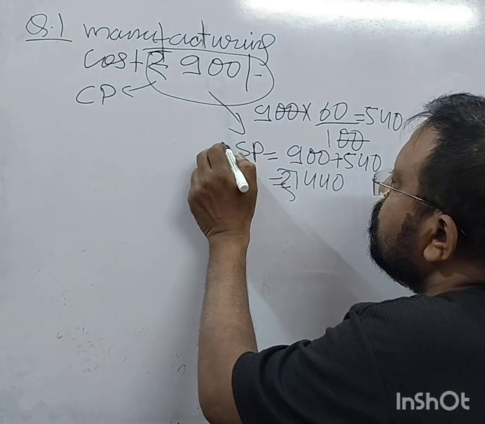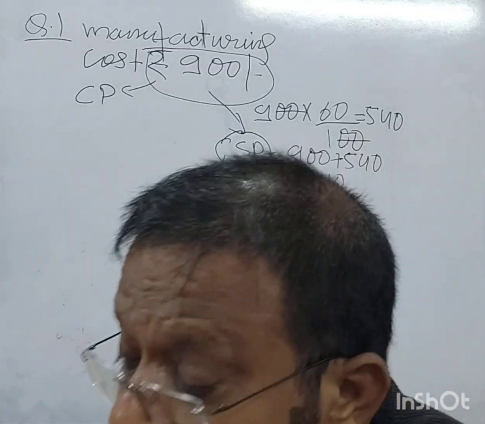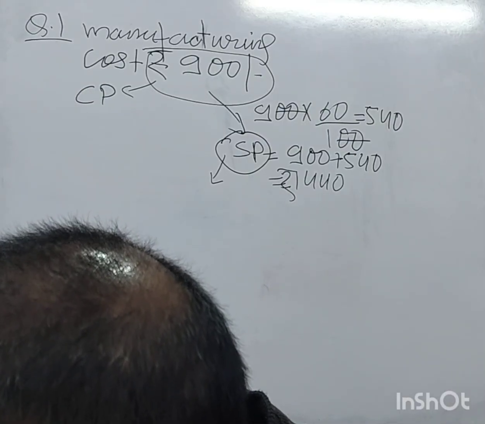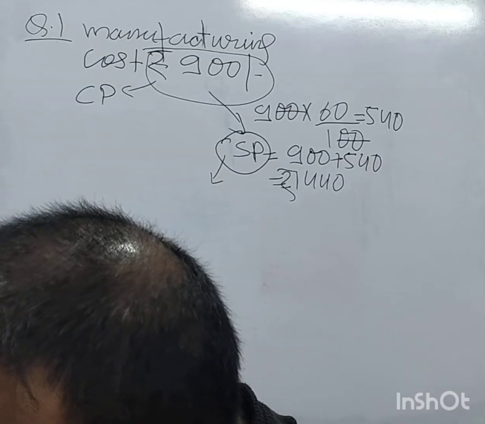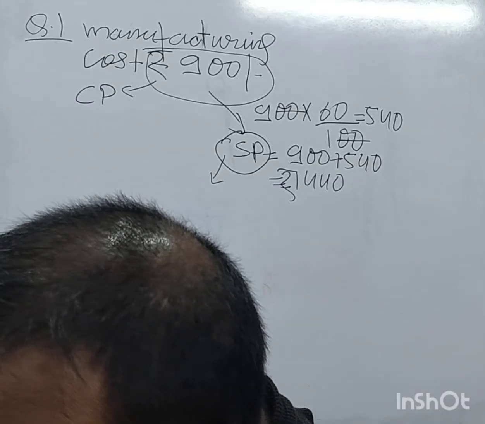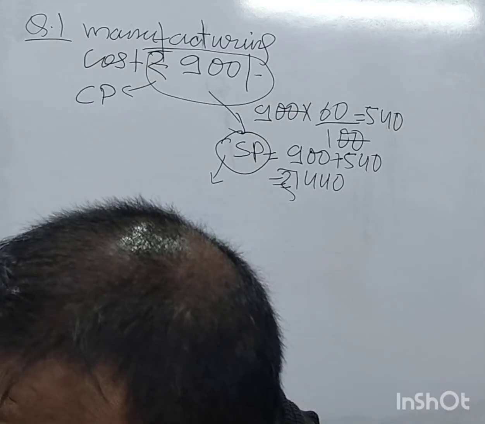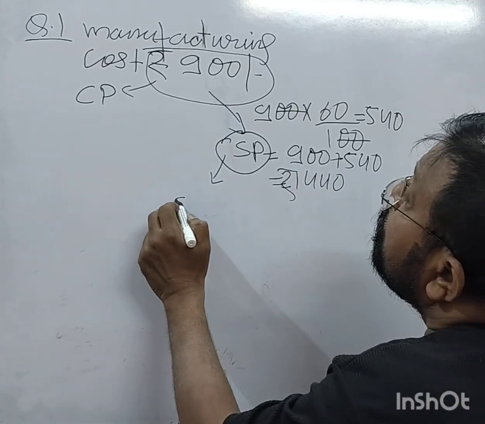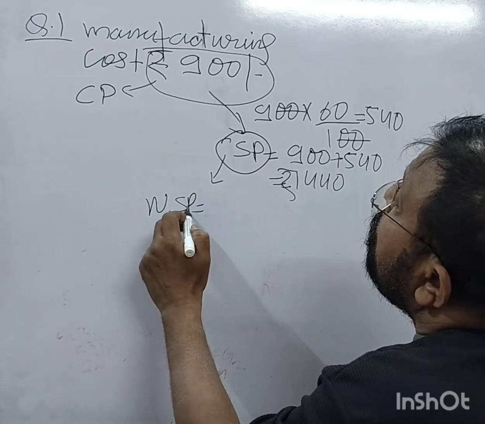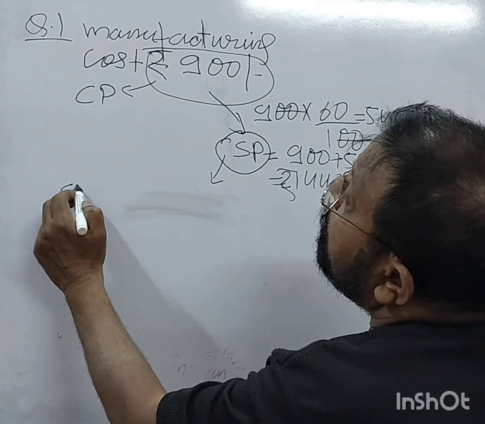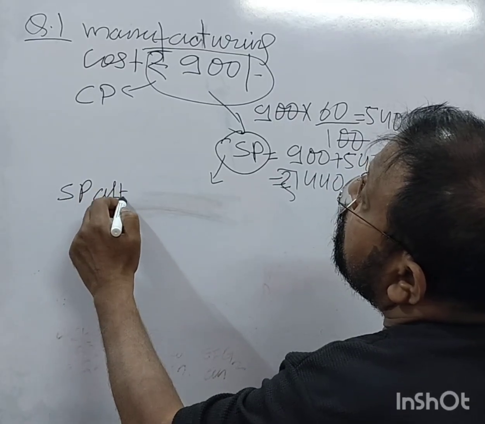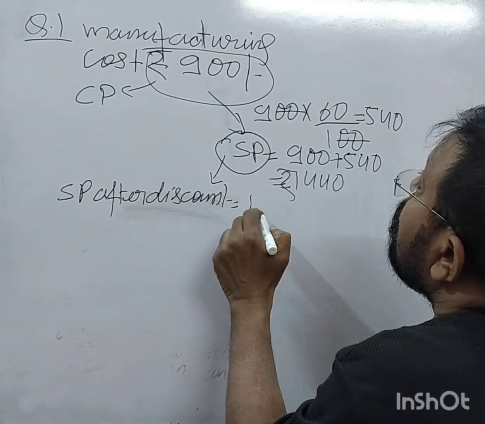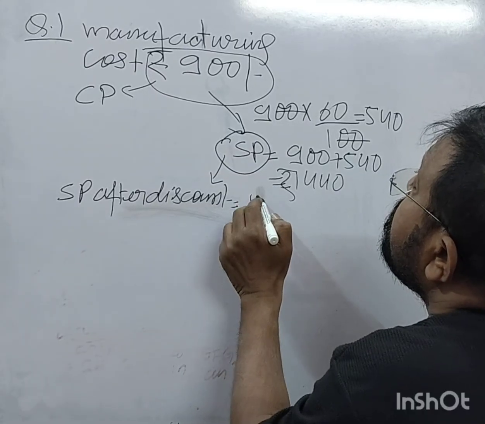जो इसने सोल्ड किया किसको? He sold it to and sold at a discount of 10%. अब इसके ऊपर डिस्काउंट दिया तो नेट SP इज इक्वल टू या SP आफ्टर डिस्काउंट इज इक्वल टू 1000. कितना दिया? 10%.